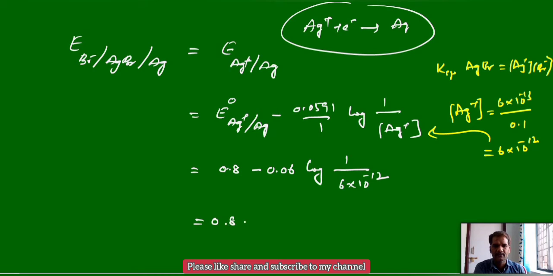This you can write 0.8 minus 0.06 into log A log B. This 10, if it comes up as numerator, 10 power 12, so you can write it as log 10 power 12, which means 12, and this is log of 1 by 6 value. Then you can take log 6 power minus 1, this is minus of log 6. We can write log 2, log 3. The 0.78 we can take approximately. This we can simplify and you will get the final answer approximately 0.13 volt.